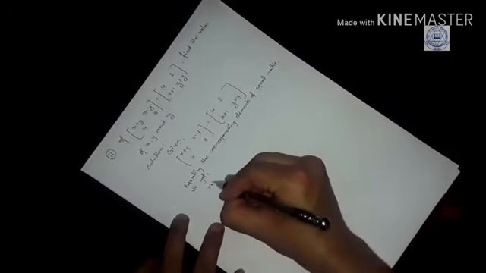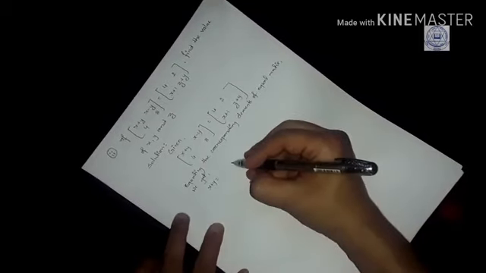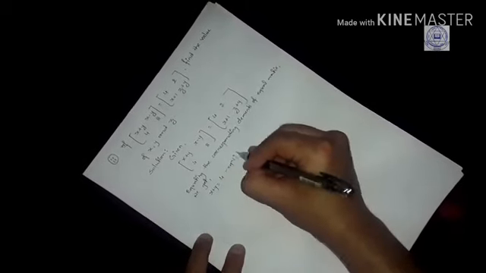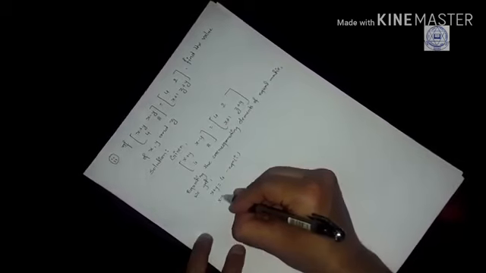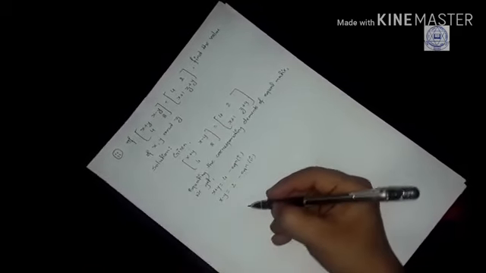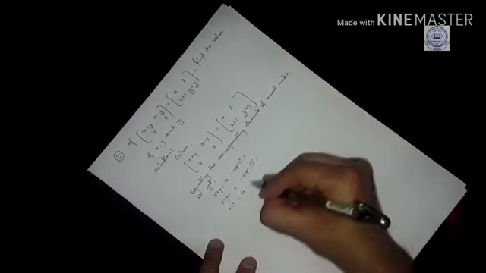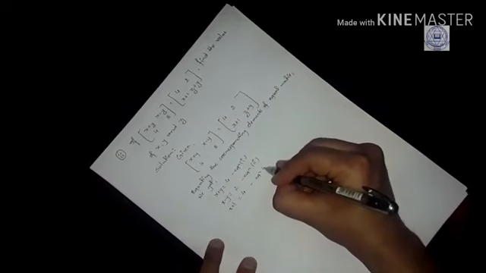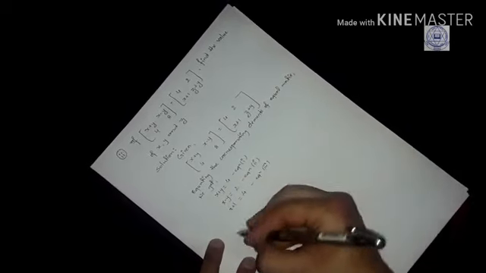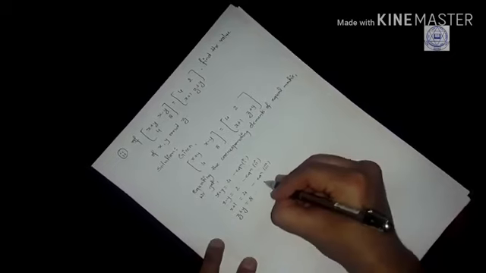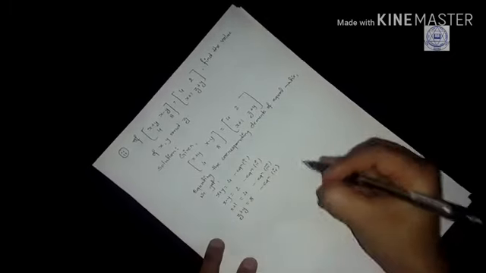x plus y is equals to 4, equation 1; x minus y is equals to 2, equation 2; x plus 1 is equals to 4, equation 3; and z plus y is equals to 8, equation 4. These are the 4 equations that we have obtained by equating the corresponding elements.